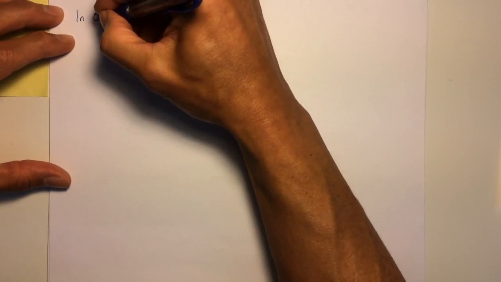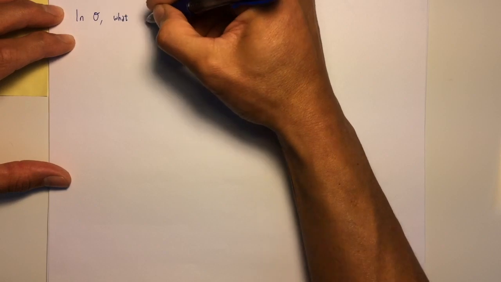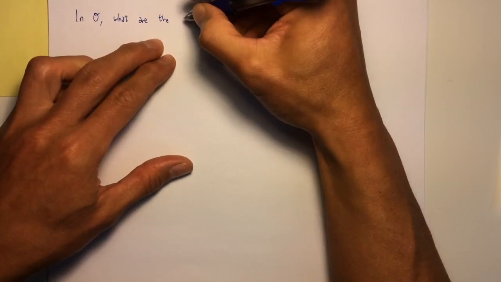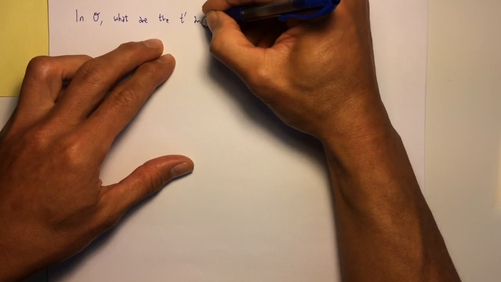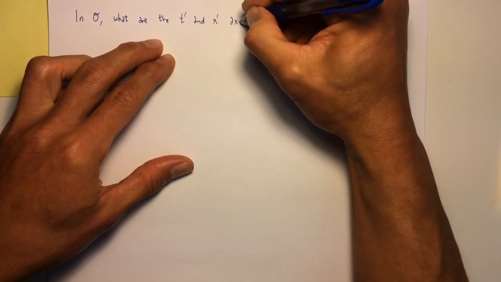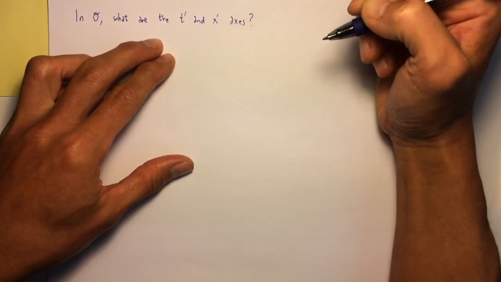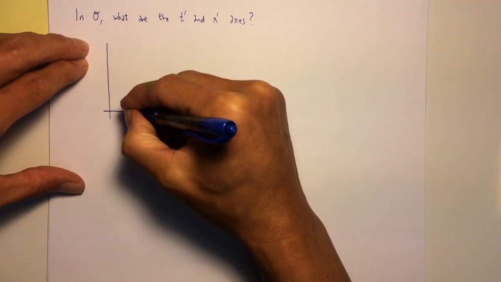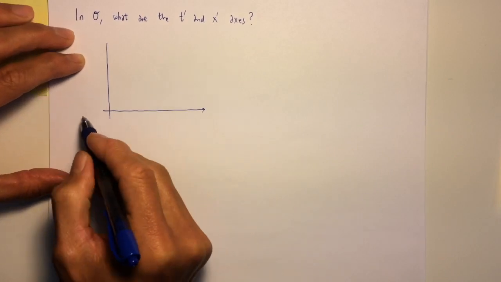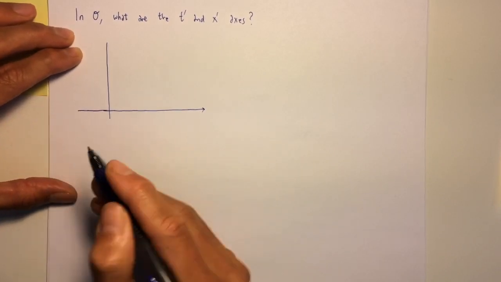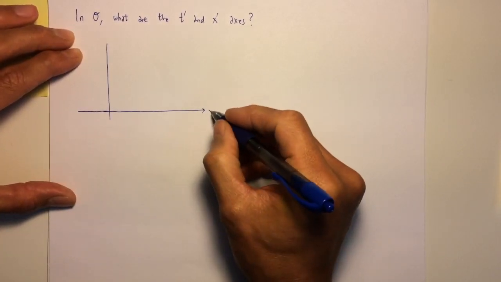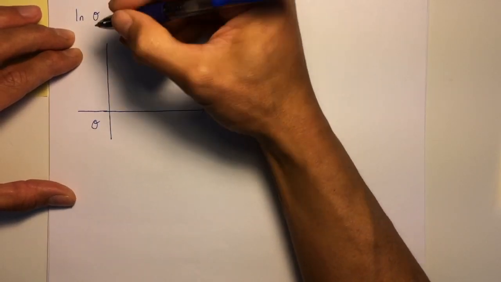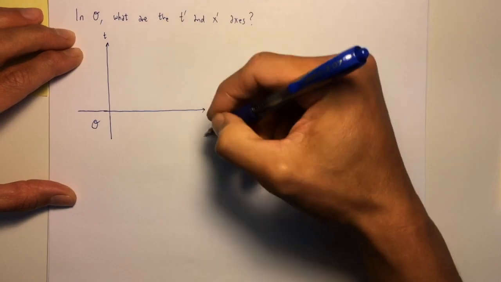In O, what are the t prime and x prime axes? So let's draw O. And I'm going to be careful to draw O with a little bit of negative x and a little bit of negative t. So this is O, and so here is t and x.